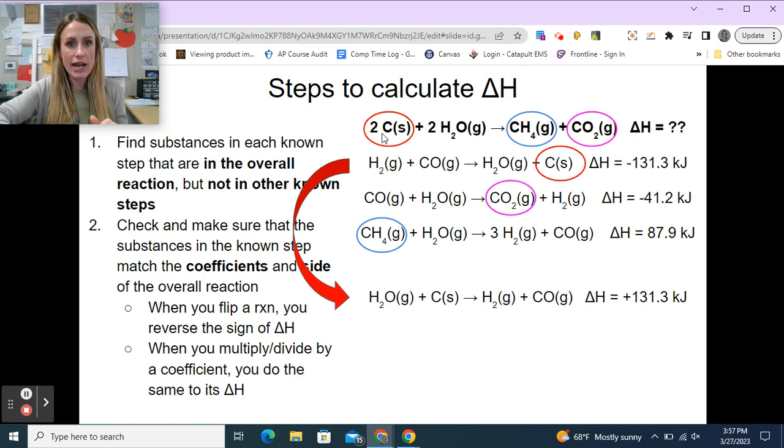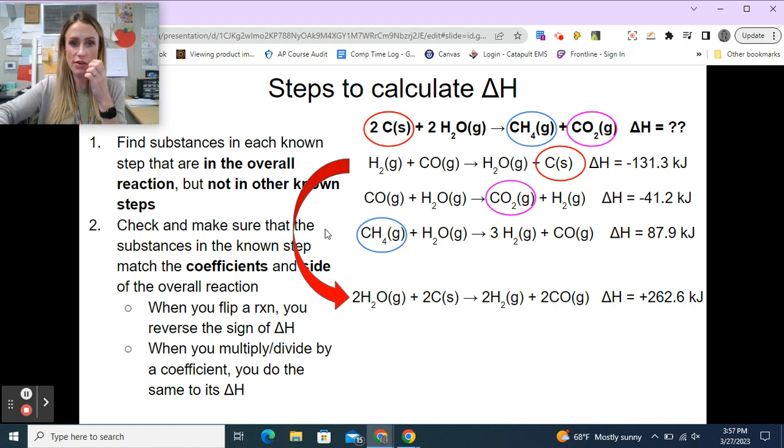In the overall reaction, I have a 2 coefficient in front of the carbon, but I don't have a 2 here. So I need to also multiply everything through by 2. When I multiply or divide by a coefficient, I have to do the same to the delta H. So I have multiplied everything through by 2, as well as the delta H. Now my delta H for this first reaction is a positive 262.6 kilojoules. And now I can see that my carbon's location matches where I want it to be.